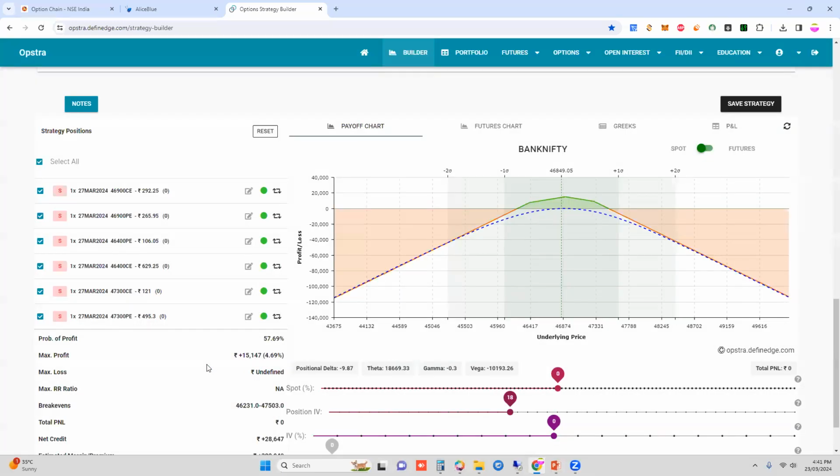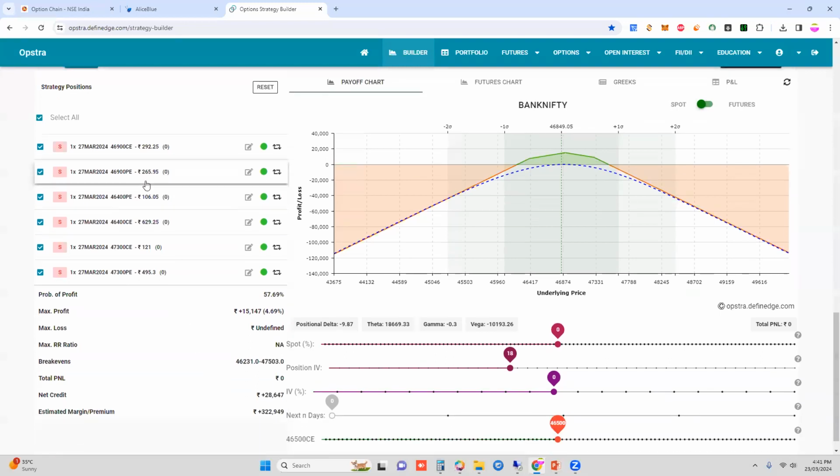After this webinar, everyone has to be an expert in option buying and selling. Keep that in mind. See here, say for example, this is an ATM. ATM means at-the-money. The current price is 46,900, so the 46,900 call and put is called ATM.